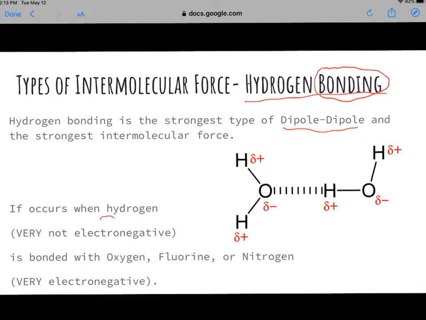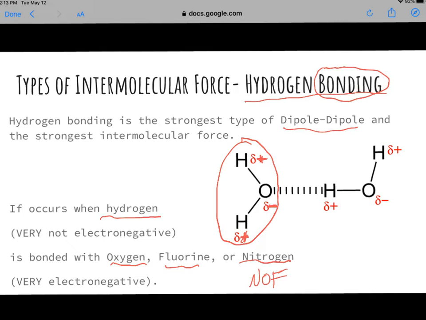This occurs when we have hydrogen, which is really not electronegative, bonded, so connected to an oxygen, a fluorine, or a nitrogen, which are the most electronegative. So if we have molecules that have that pattern, they can form hydrogen bonds. And the classic example of that is water, H2O. So we've got really not electronegative hydrogens and really electronegative oxygens. So oxygen has a pretty strong partial negative charge, and hydrogen has a pretty strong partial positive charge.